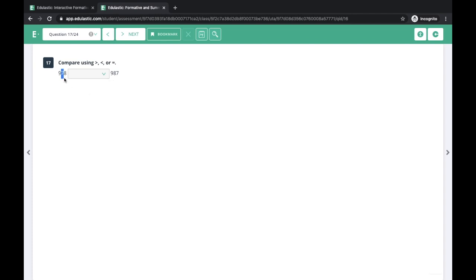In 978, we see a 7 in the tens place. And in 987, we see an 8 in the tens place. These two numbers are different, so we can compare. We know that 7 is less than 8, so that makes 978 less than 987. So we're going to click this green arrow to drop down our answer choices. We want the mouth of our symbol to be open to the bigger number. So 978 is less than 987.